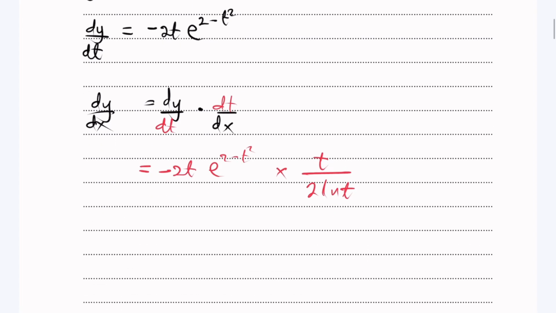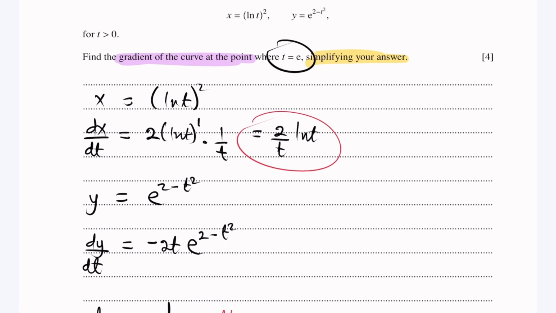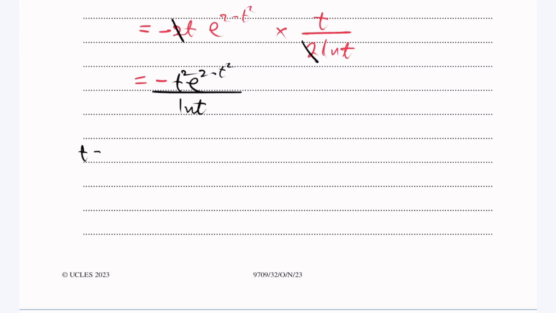Okay, so our derivative is basically negative this. Oh, you know what? Let's just cancel the 2's out. So this will cancel that. So we have negative t e to the power this. No, t times t is t squared, all over ln t. Well, they told us that t is what? Equal to e. So when t is equal to e, then our dy/dx would be negative e squared e to the power 2 minus e squared all over ln e.